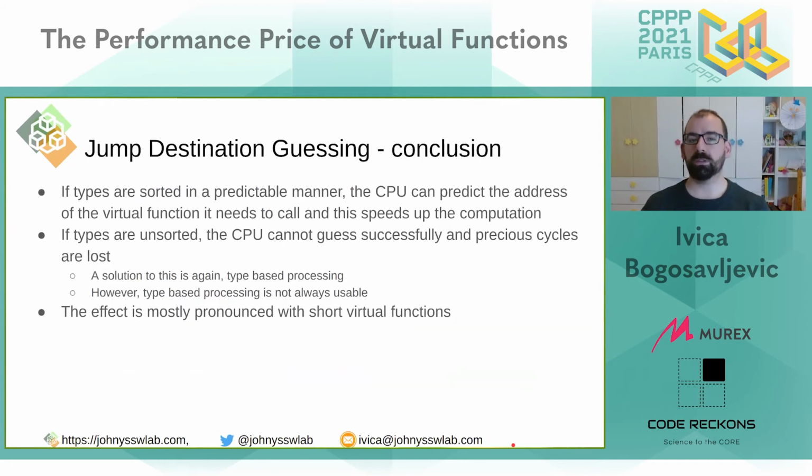So what is the conclusion? If there is a pattern in the vector, if the types in the vectors are sorted in a predictable manner, the CPU can predict the address of the virtual function it needs to call, and this typically will speed up computations. This will be visible for small virtual functions. If types are unsorted, the CPU cannot guess successfully and precious cycles are lost.